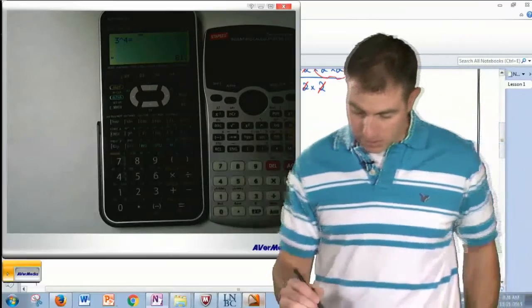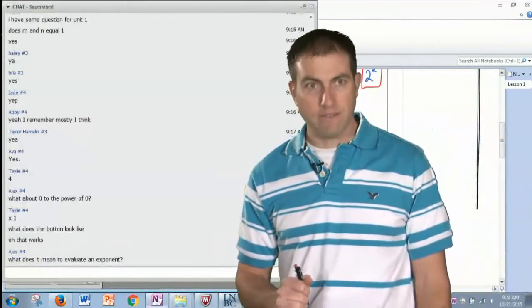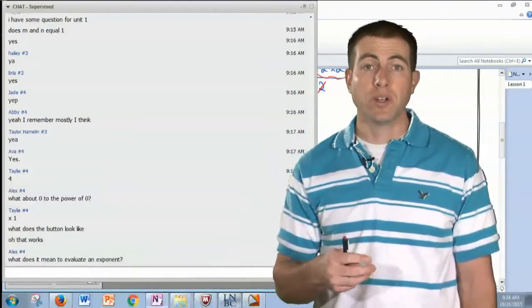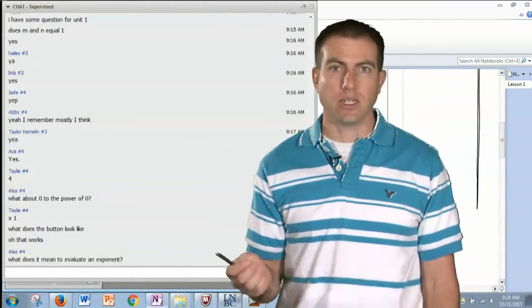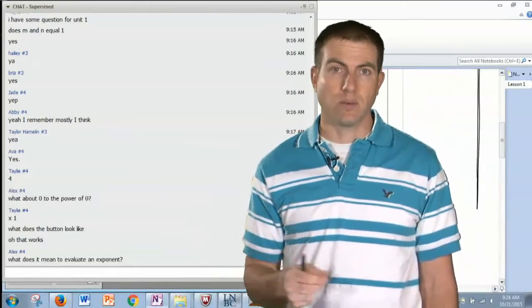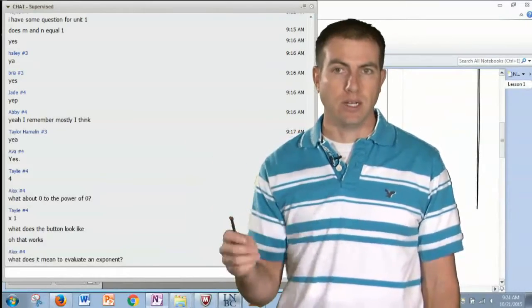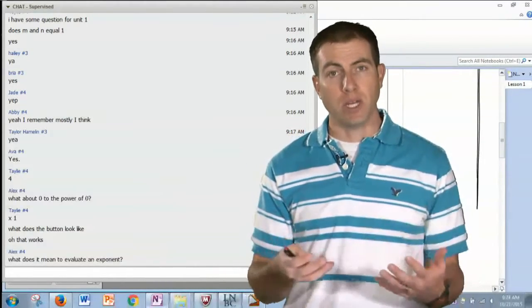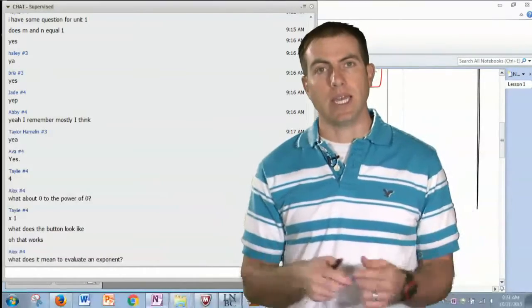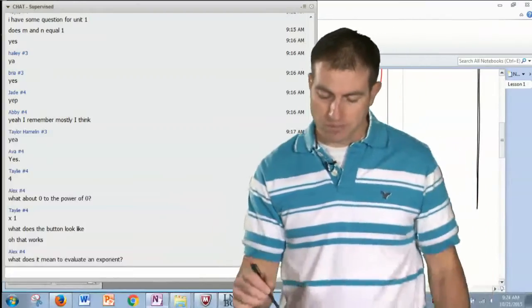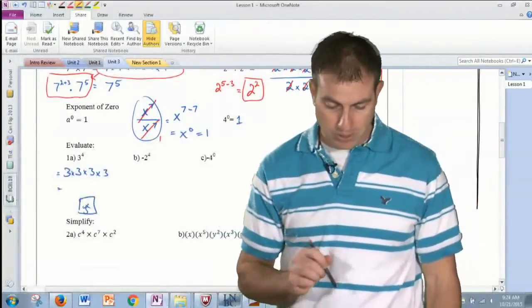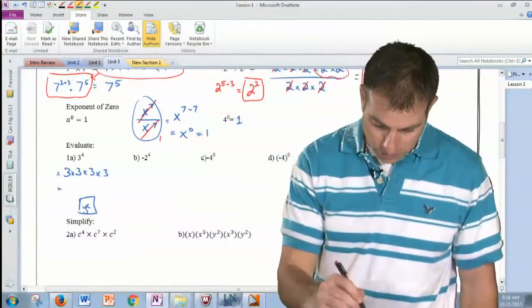So Alex is asking a great question. What does it mean to evaluate an exponent? When we're evaluating an exponent, we're just doing the calculation. If it was something like 2 squared, we're going to go 2 times 2 is 4, and we're done. So the idea here is that when we evaluate, we're going to end up with a number at the end. So what does that exponent turn into in terms of a number? Let's look at a few more examples here. Sorry, I should write in the answer here.